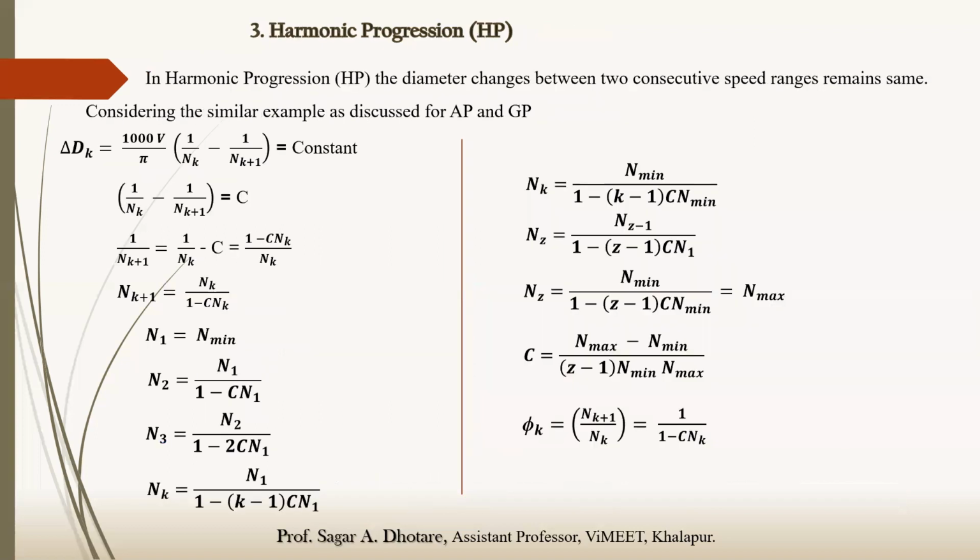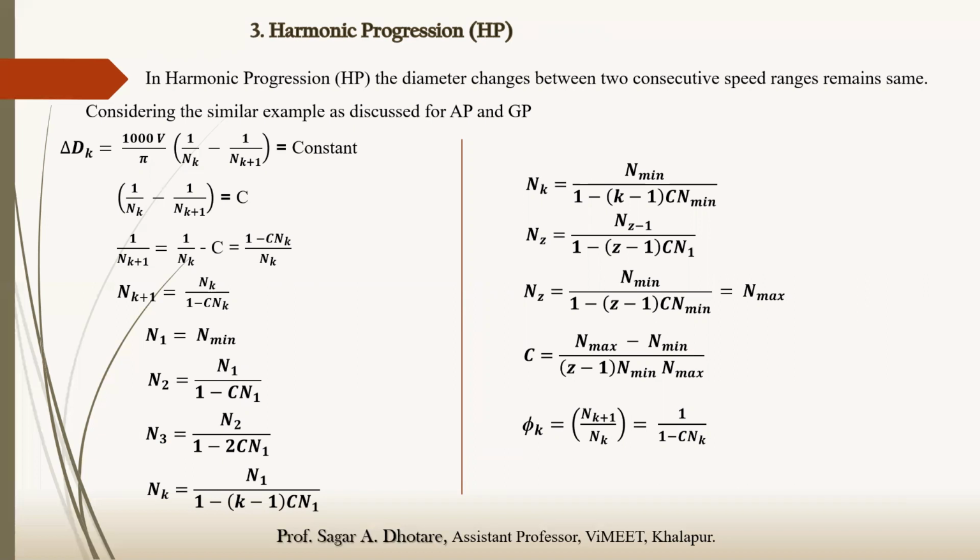Now look at the third one, that is harmonic progression. In harmonic progression, the diameter changes between two consecutive speed ranges remain the same. Considering the similar example which we have discussed in arithmetic progression and geometric progression, here the diameter change is constant. So delta dk is equal to 100 into velocity divided by pi into (1 upon nk minus 1 upon nk plus 1), which is equal to constant. Now we have to keep the value of delta dk constant.